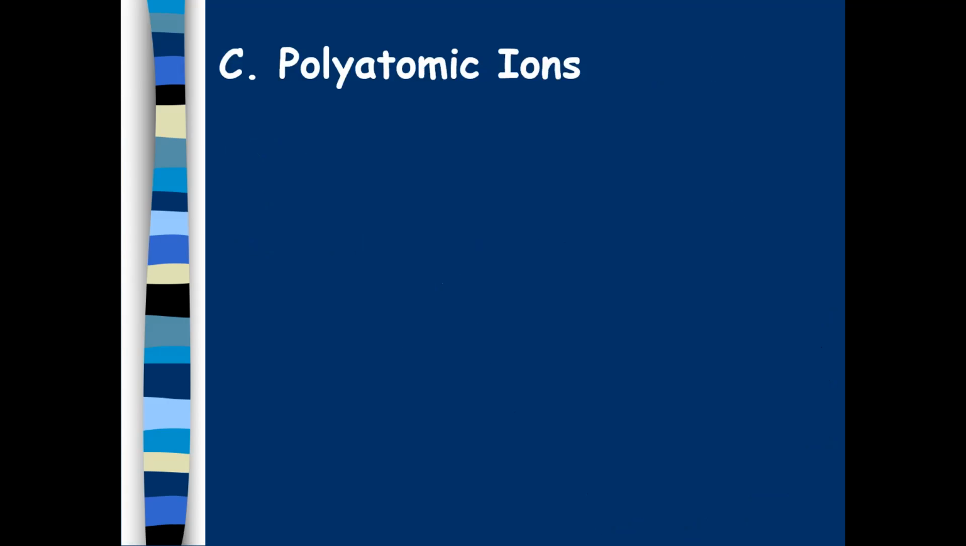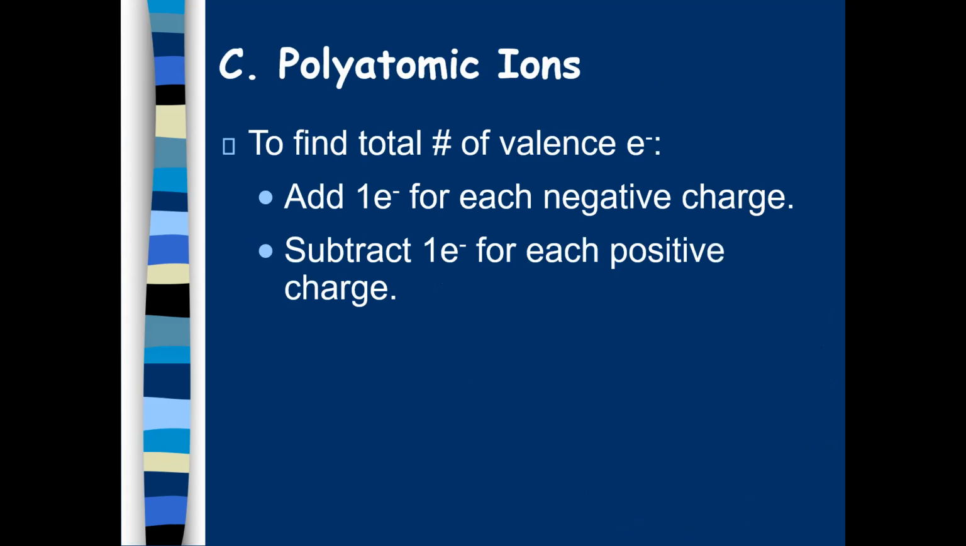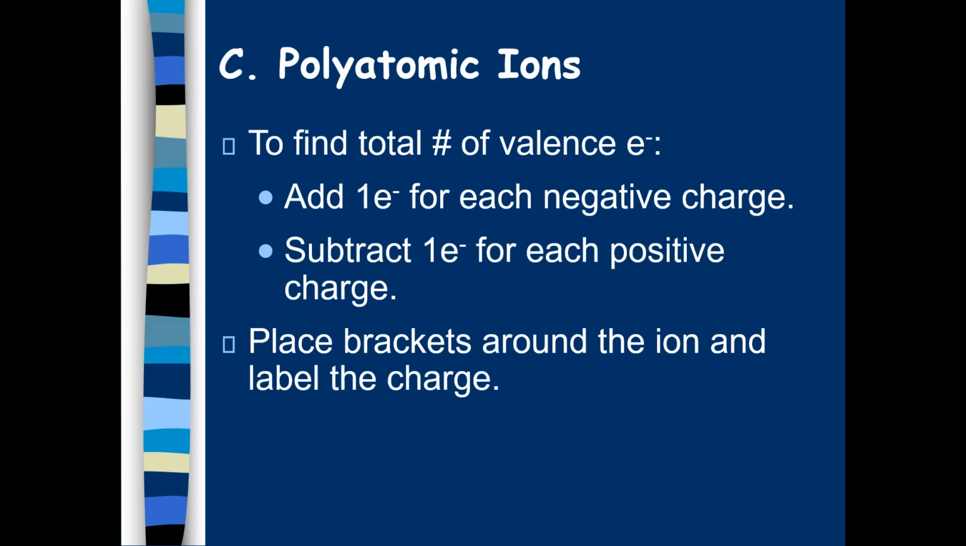Another strange thing that can happen is we can have a polyatomic ion. Polyatomic ions have charges. When you have a charge, there's a little bit of a different thing to do. You do the same count just like you did before, except if you have a negative, you add 1 electron for each negative charge. And if you have a positive, you subtract 1 from the total. All right. And then the last thing that you must do, or you will get it wrong, is to place brackets around the ion and label the charge.